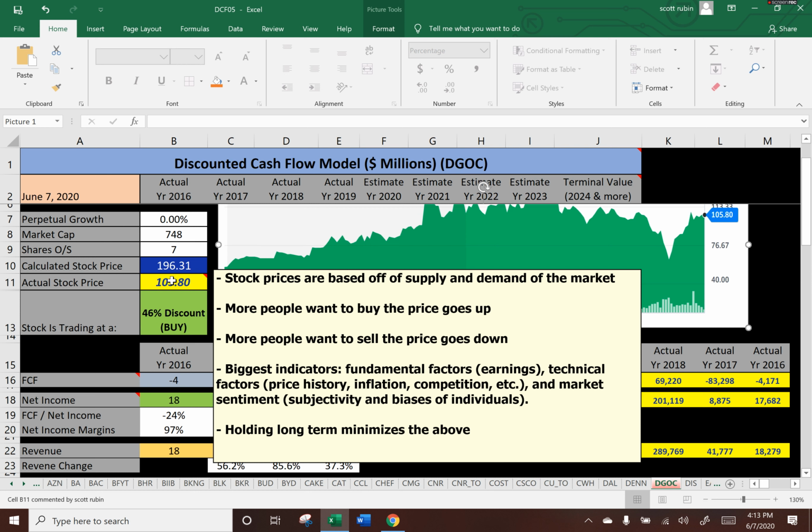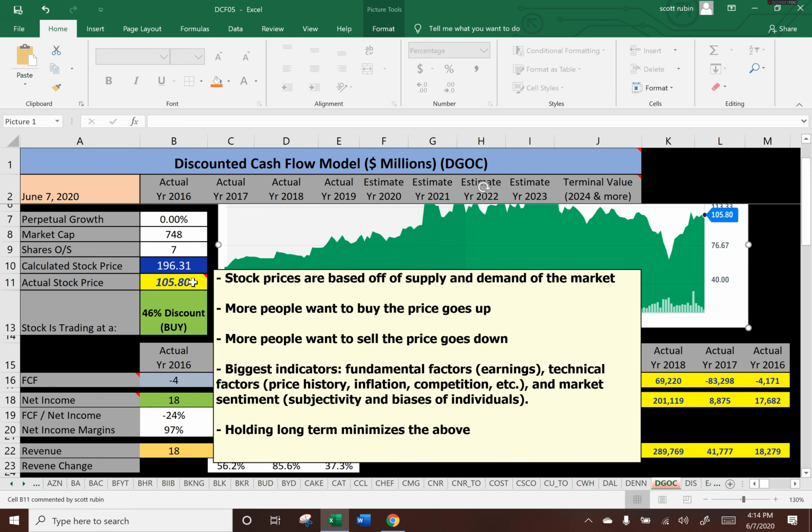So to give you more color, stock prices are really based off of supply and demand of the market. The more people that buy a stock, the higher the price goes, and the more people that sell the stock, the lower the price goes. So it's not just the fundamentals of the company. If that was the case, the stock market would be really easy to figure out. It's based on a lot of other things, not just the fundamentals, which is what we looked at.